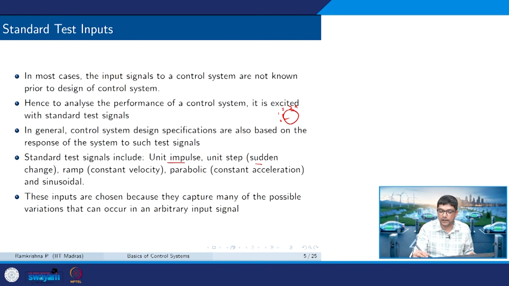Say it is at 1 for a while, then you switch it to 2. This is a sudden change. Then you have a ramp, which is a constantly increasing voltage, say voltage of 0, 1, 2, 3, 4 and so on, or a parabolic acceleration, or inputs could also be sinusoidal, right, V equal to V0 sin omega t kind of. And these inputs are captured because most of the variations that you see in the real world can largely be captured by these 1, 2, 3, 4 and 5 signals.